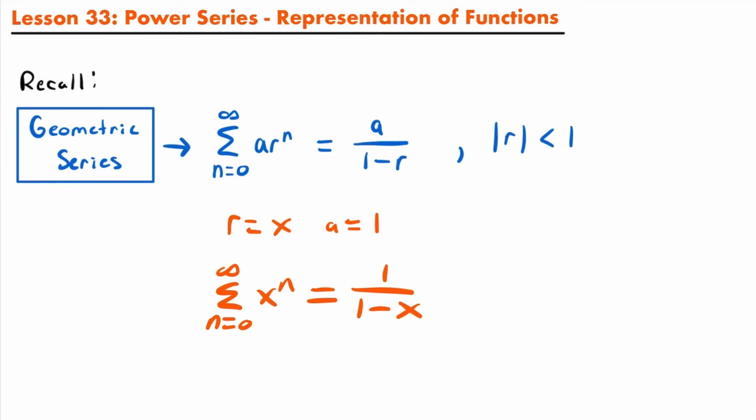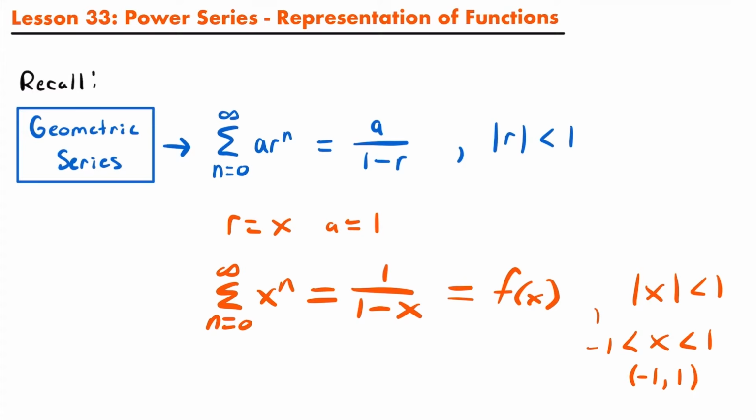All right, and that is our function f of x that this power series represents, or at least it represents it for the values that it is convergent for. So in this case, that's f of x, but just when the absolute value of x is less than 1. In other words, when x is less than 1, but greater than negative 1, or we could write that with interval notation as negative 1, comma 1. Okay, so this power series represents this function, f of x, for the values from negative 1 to 1.